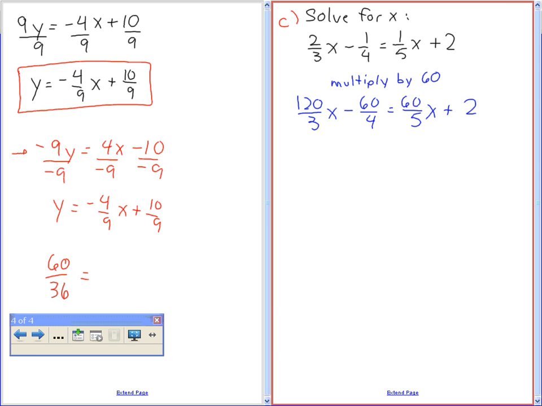Sahil unfortunately made a mistake. Good thing Sahil and I planned this before class started. What did Sahil do incorrectly on this question? Even though this doesn't look like a fraction, it says multiply everything by 60. So this 2 also has to get multiplied by 60. So that's going to be 120.